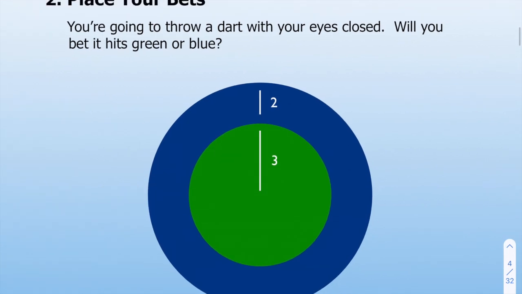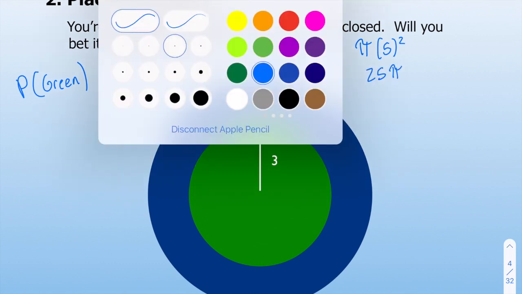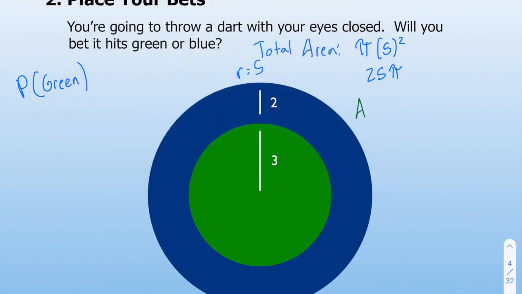So what we're going to do here to find the probability of hitting the green, this might be pretty easy. The first thing we always want to find is the total area of the whole thing. The total area of the whole thing is a circle. Radius is 5, so it's pi r squared. So it's 25 pi, total area. Awesome, easy. Okay, what's the area of the green? Pretty easy. Area of the green would just be pi, in this case the radius is 3 squared, so 9 pi. Okay, pretty easy there.